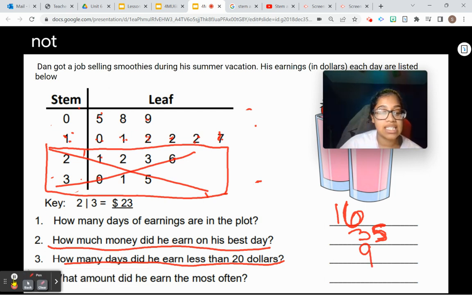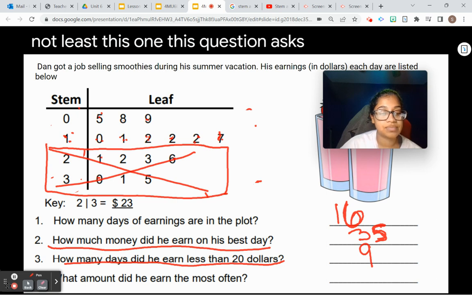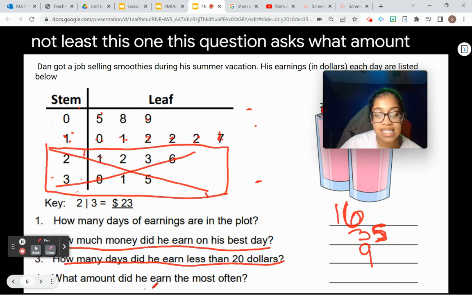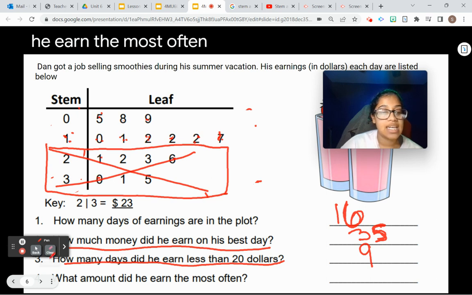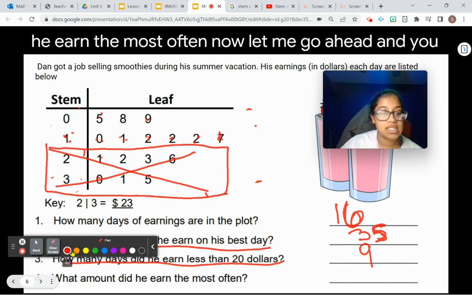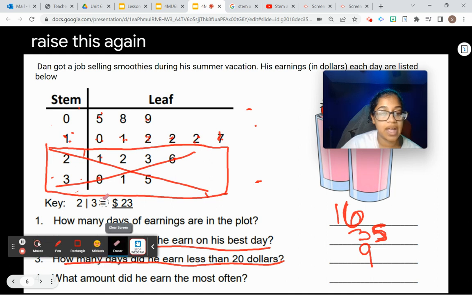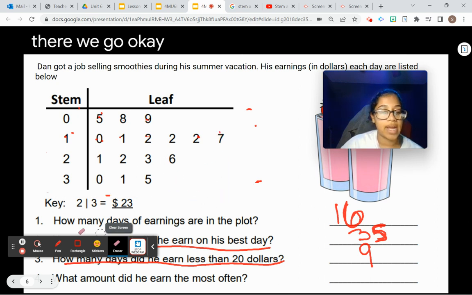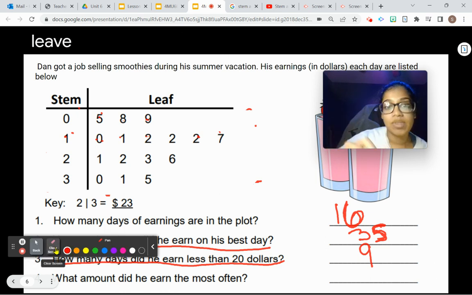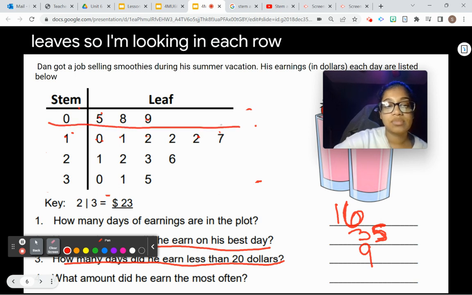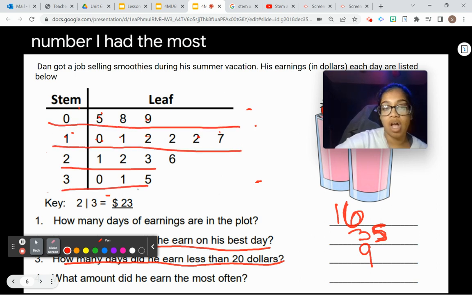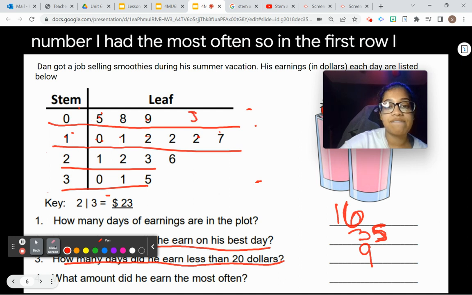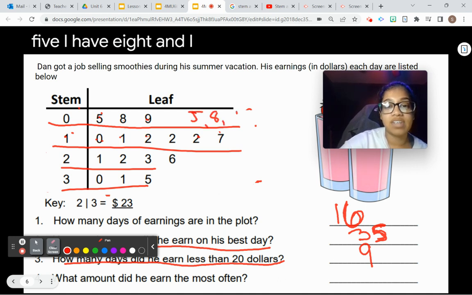Now, last but not least, this question asks, what amount did he earn the most often? Now, let me go ahead and erase this again, just so we have more room to see. There we go. Okay, all right. So now, what amount did he earn the most often? So now we got to look at our leaves. So I'm looking in each row to see which number I had the most often. So in the first row, I have 5, I have 8, and I have 9.